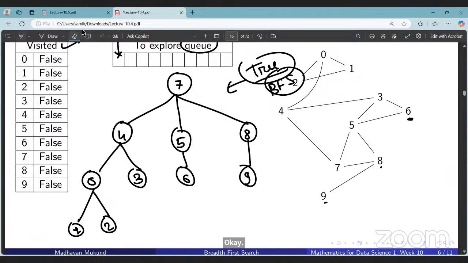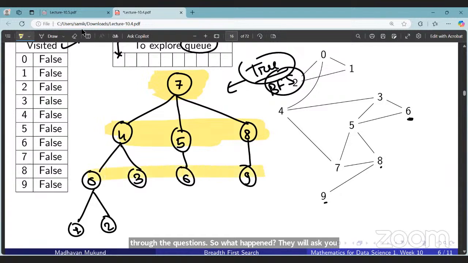Now here, there are some questions. I think you have already gone through such questions. One BFS tree is given to you, and they will ask what edges are possible in the graph and what edges are not possible in the graph. Some questions are like that.